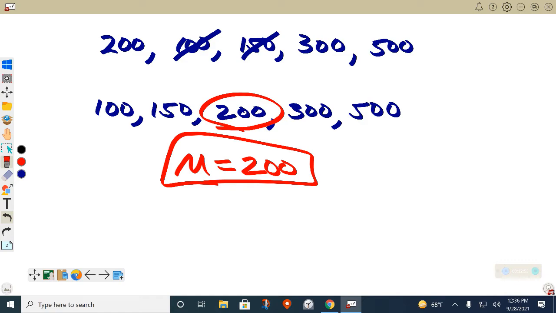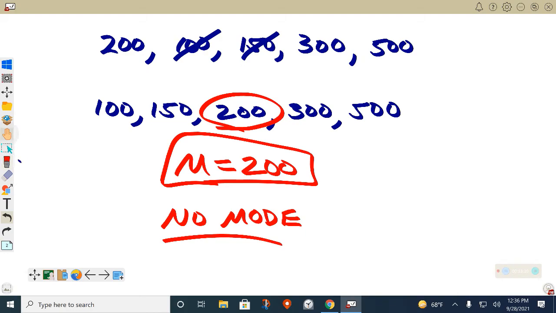Simple. There's no mode? Good question. Is there a mode? Is there a number that occurs most? No. So we just write no mode. Good job, Gaia. Sometimes data doesn't have a mode. It's okay. Sometimes it does, sometimes it doesn't. Easy.